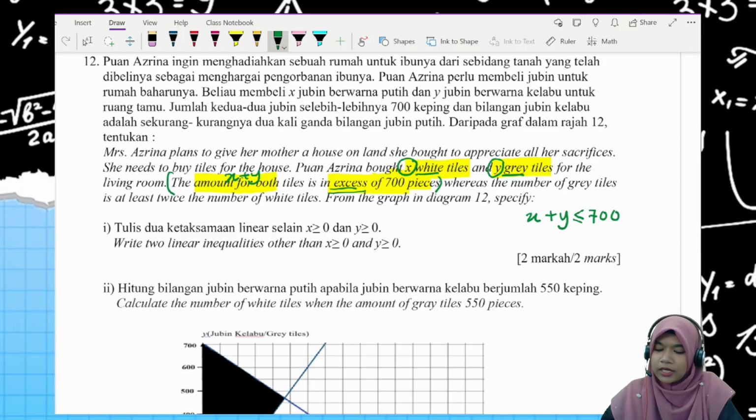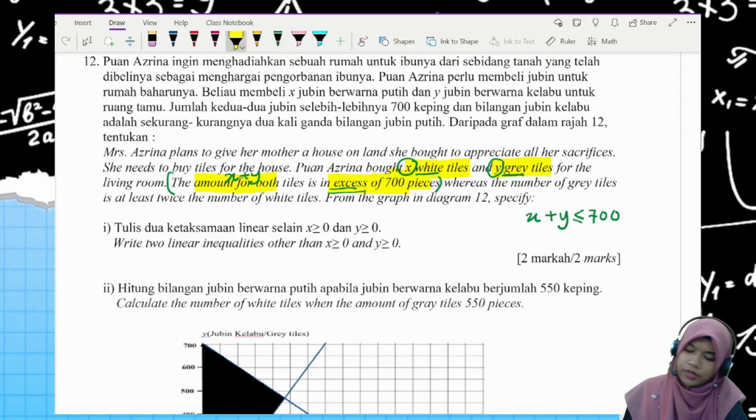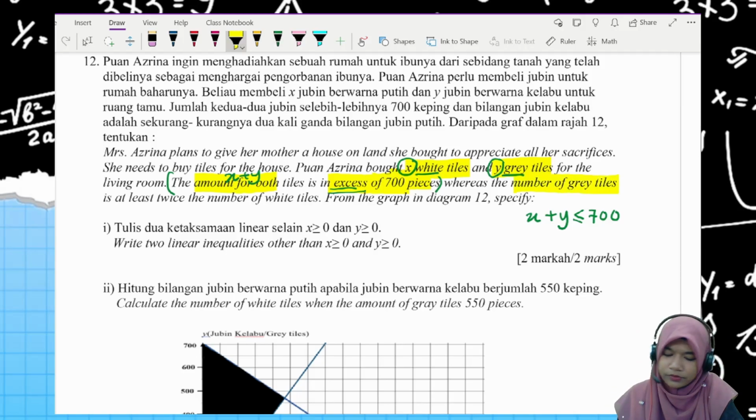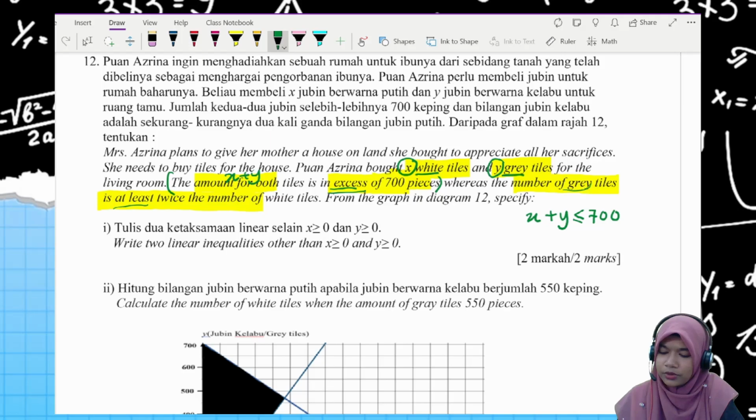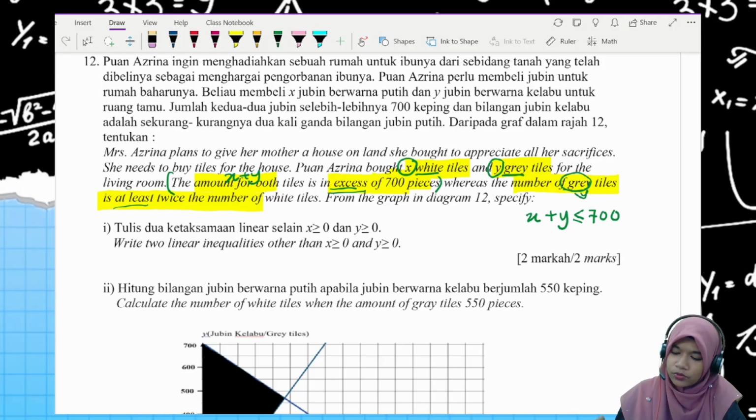We continue. Read the question. Whereas the number of grey tiles is at least, grey is y.